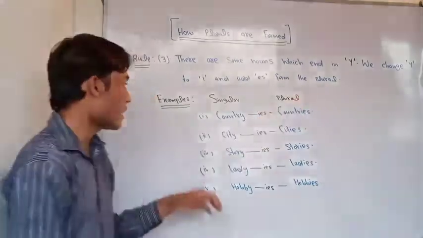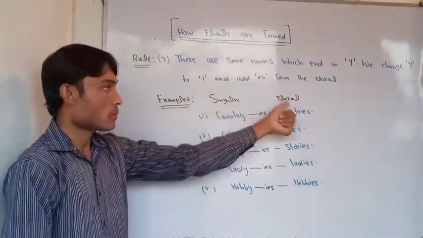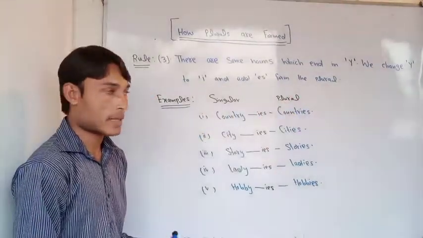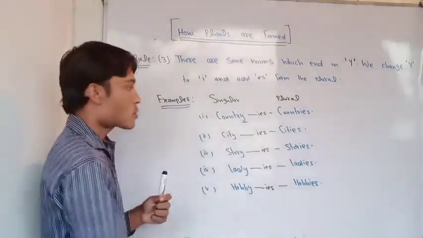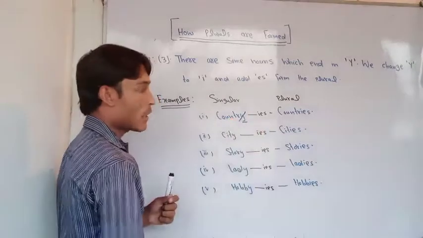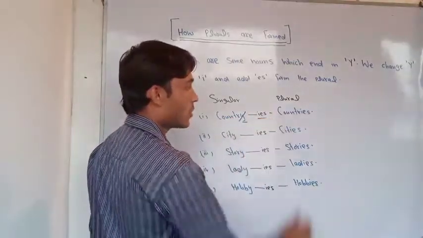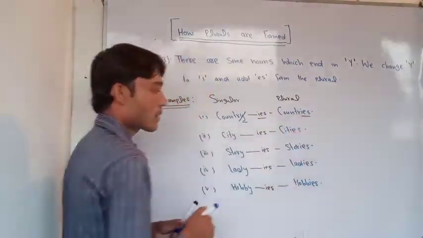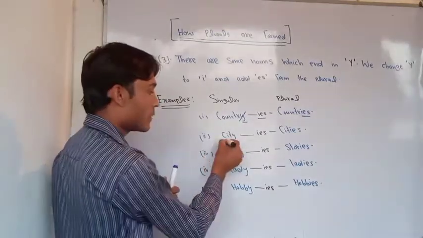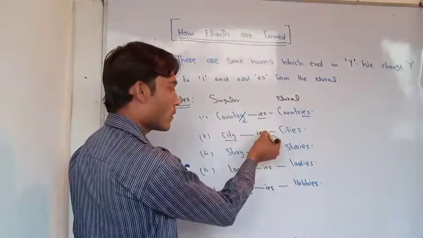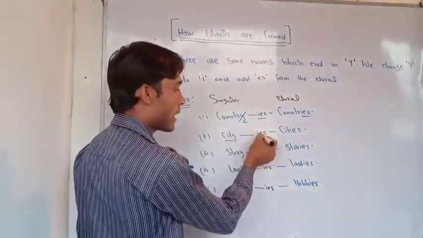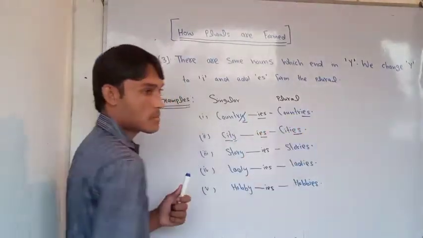For example, we have singular, plural. Look at the example, country. Country ends in y. So we remove y and we add ies. Look at here, countries. And next we have city, so it ends in y, so we remove y and we add ies, that is called cities.